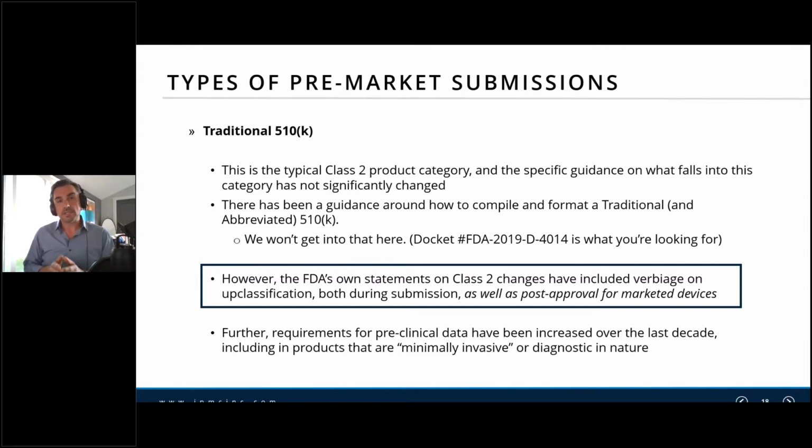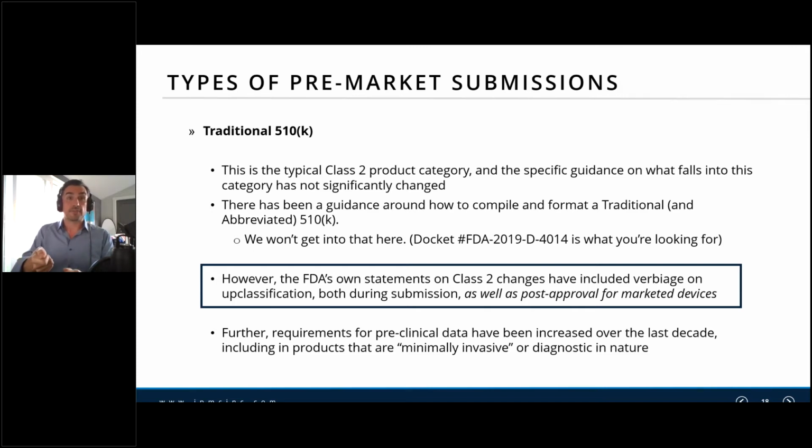I will say, however, that in the FDA's own statements on Class 2 changes, they have included verbiage on upclassification. If you remember from a couple of slides ago, they have talked specifically about their ability to more aggressively classify products that are already on the market. Well, that also goes to upclassifying products during the pre-submission process. So you could be filing a traditional 510K.